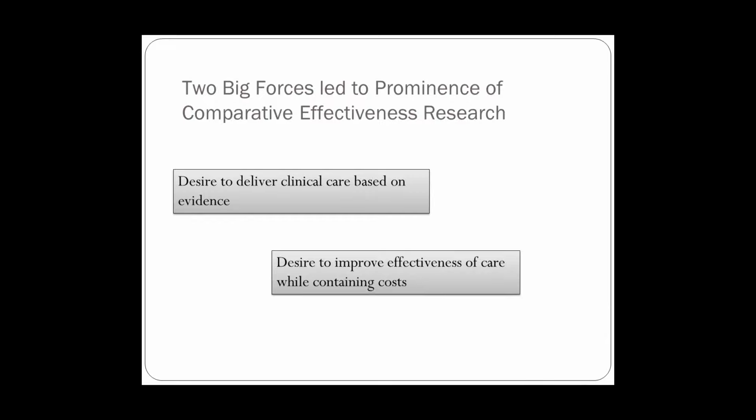Paralleling this was the work of John Wennberg and Elliot Fisher and others on small area variations in spending and outcomes without clear relationships between the two. This led others to conclude that it should be possible to improve the effectiveness of care while containing costs.